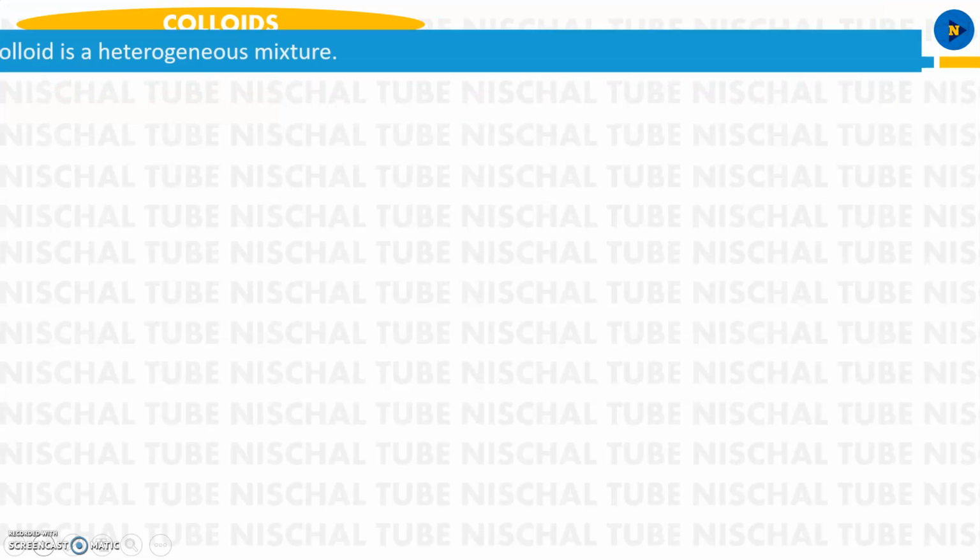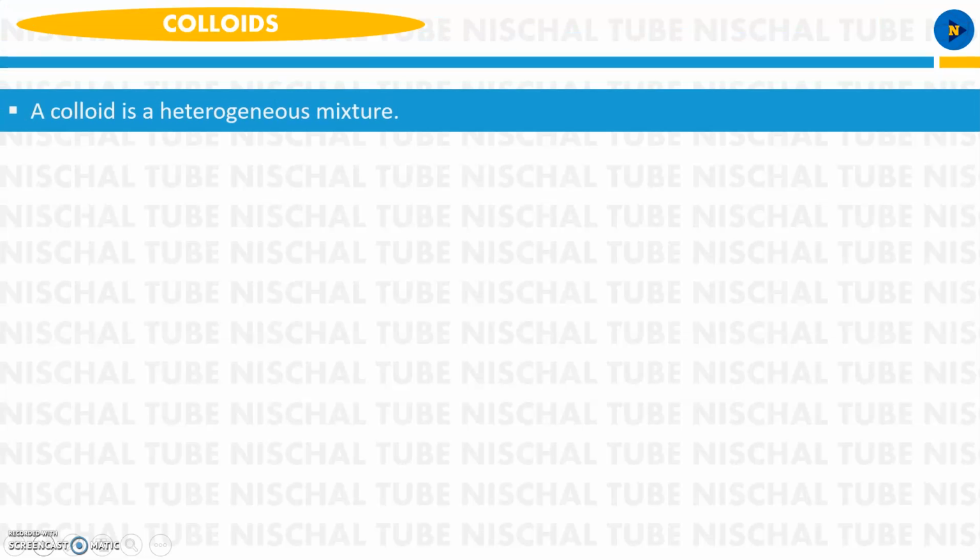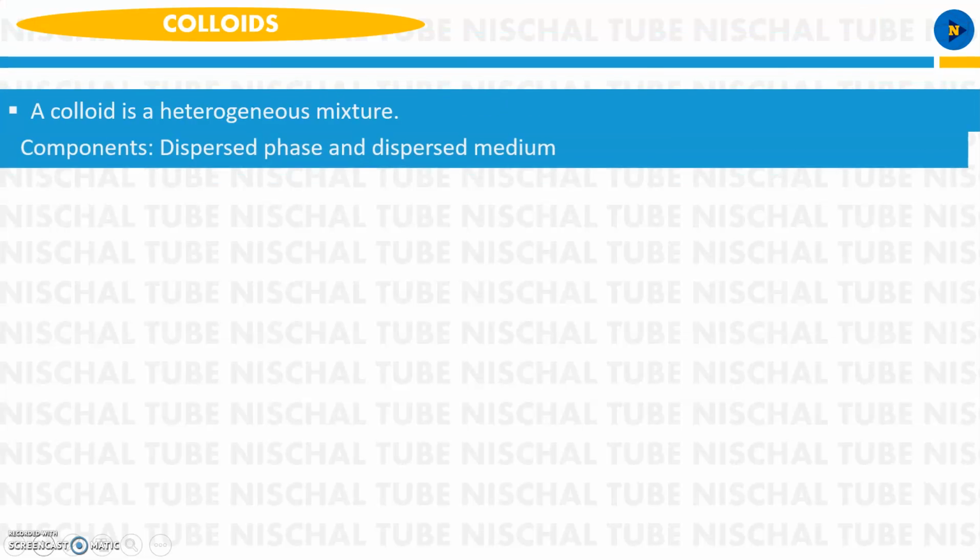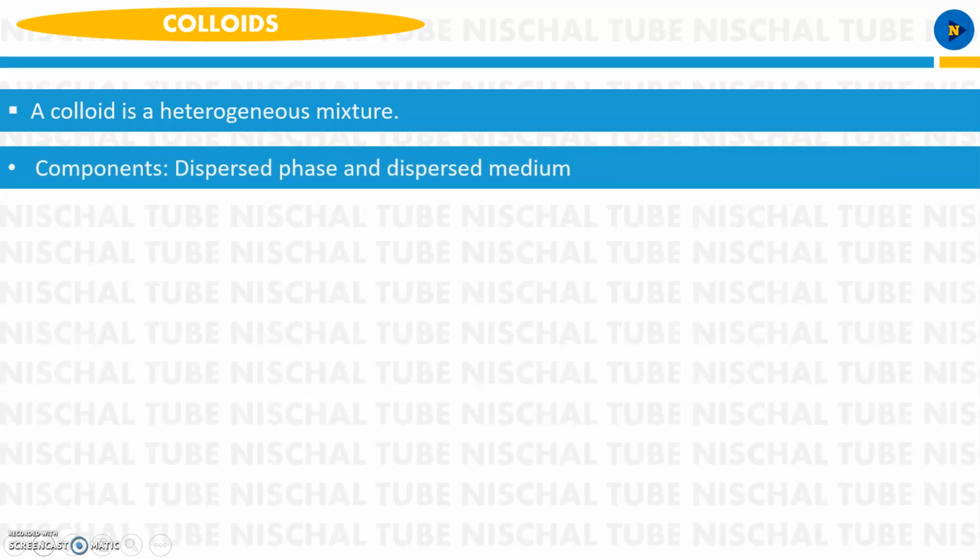Next, colloids. A colloid is also a heterogeneous mixture, but it appears to be homogeneous due to the small particle size. Its components are dispersed phase and dispersing medium. Please note the typo. Dispersed phase and dispersing medium. Ideally, the dispersed phase is the solute type component and the dispersing medium is the solvent.